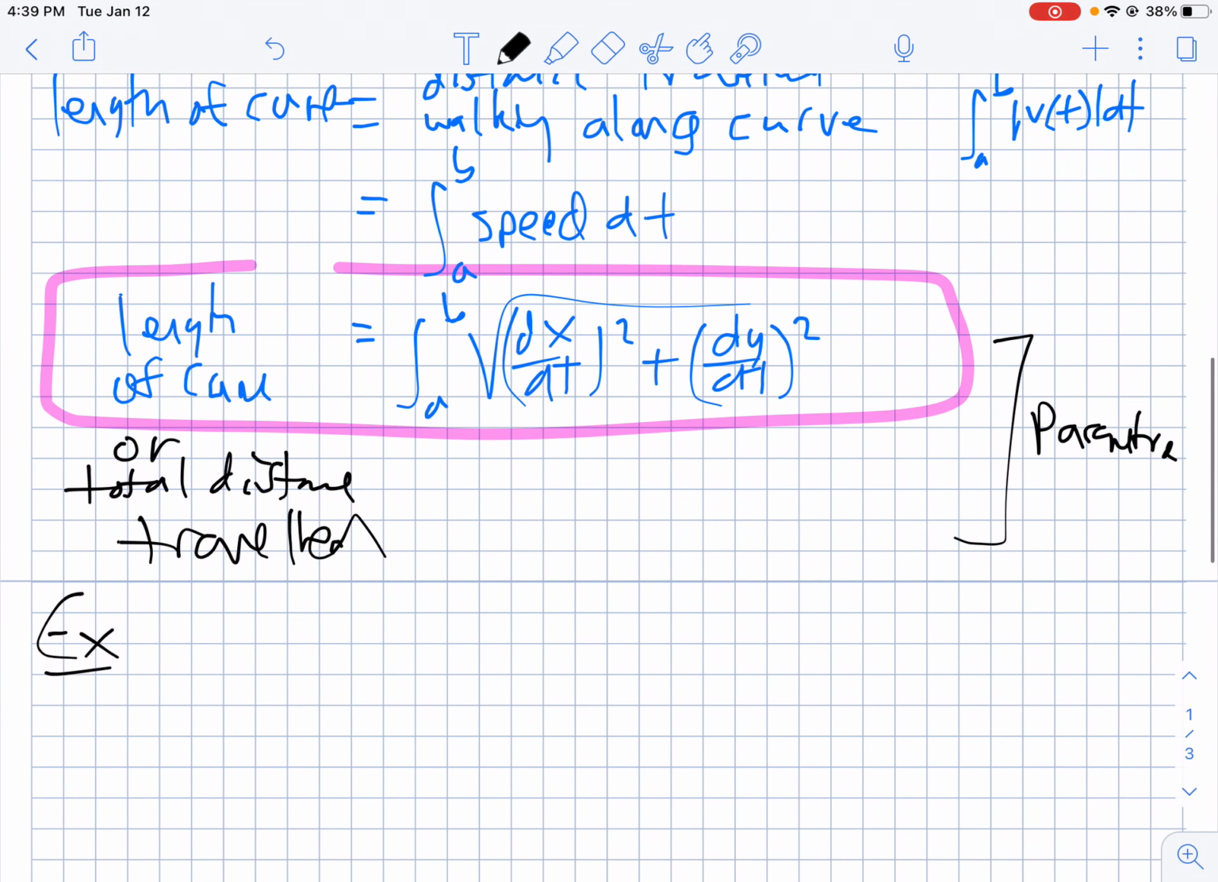So let's say we have a cat. I don't really like cats, but whatever. A cat moves with the position function.